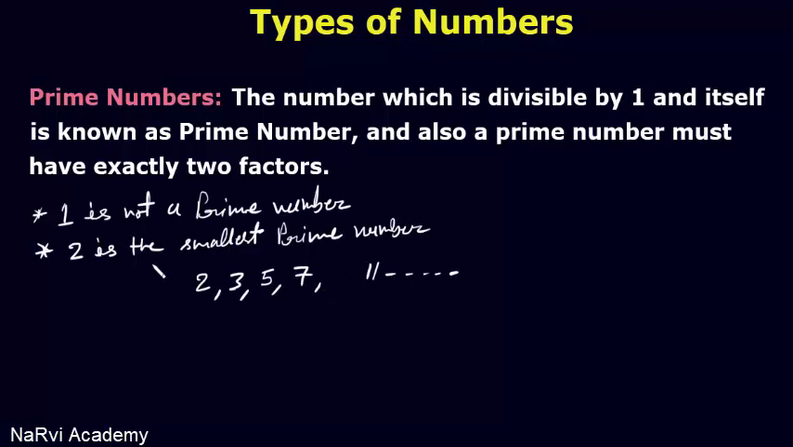Here you can ask one question: why is 1 not a prime number? Because the number 1 has only one factor, and the definition of prime numbers says a prime number must have exactly 2 factors. That's why 1 is not a prime number. Let's move on to another type of number.